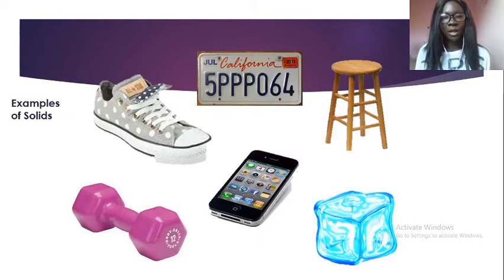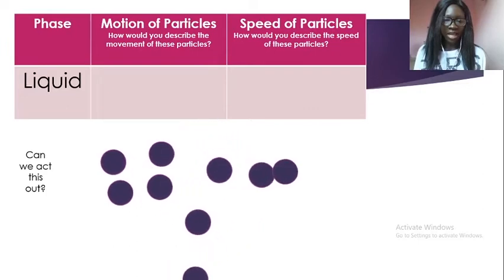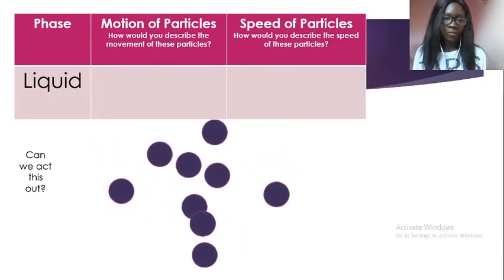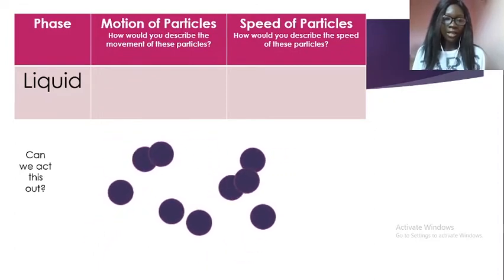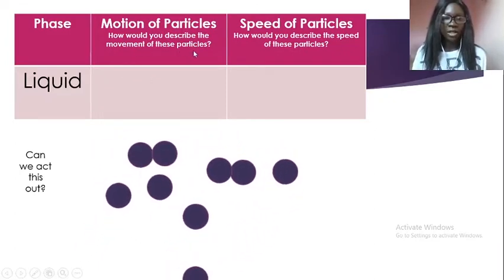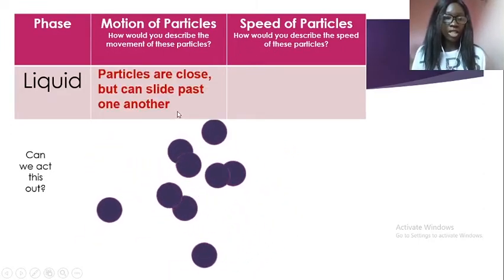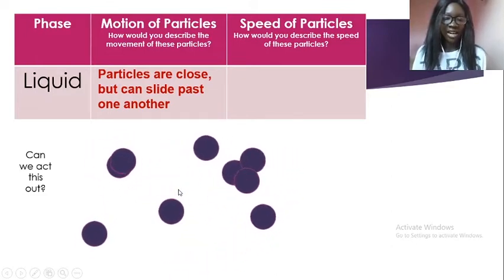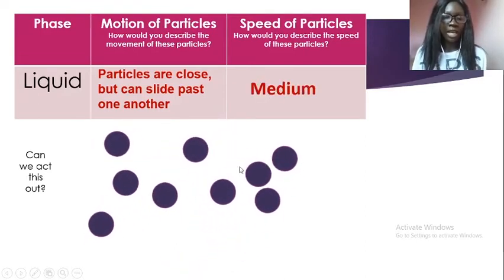Alright, now let's talk about liquid, which is the second state of matter. The particles of liquid, you can observe that their movements are not restricted like that of the solid. They are vibrating faster than that of the solid. How will you describe the motion and speed of these particles? The particles are close, but they can slide past one another, and their movement is faster than that of the solid. So we say they have a medium speed.